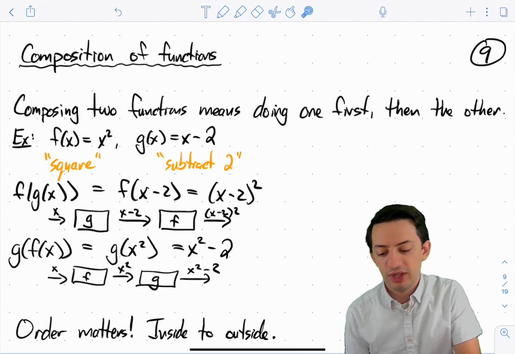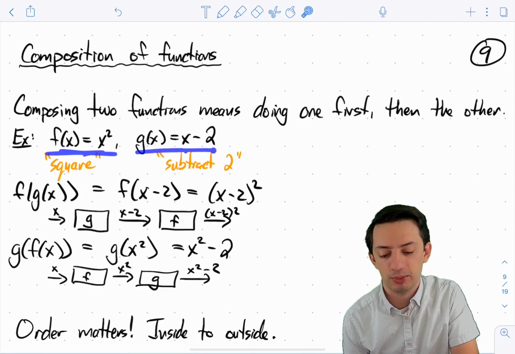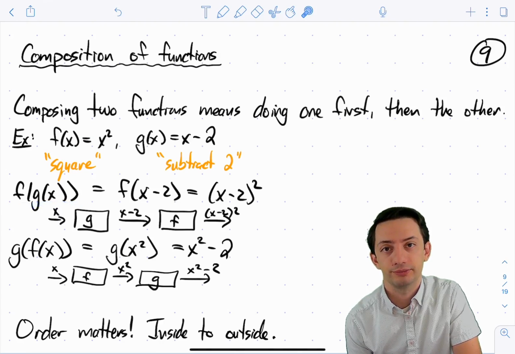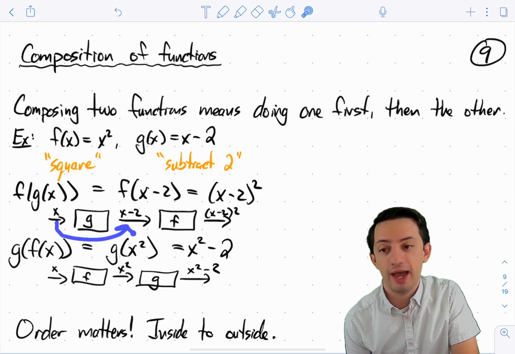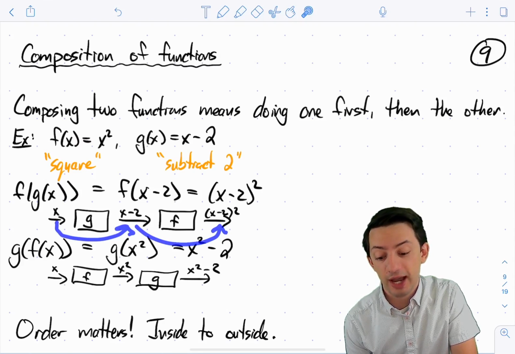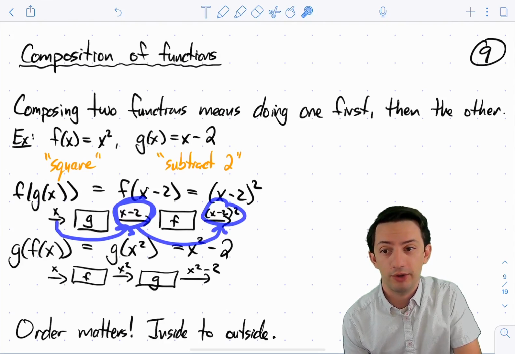Now, what does it do for these actual functions? Well, f is the squaring function, and g is the subtracting 2 function. So this says first subtract 2, then square. So in terms of our picture, first subtract 2, so x becomes x minus 2, and then square. Now you're not squaring the x, you're squaring the input, and here the input was x minus 2, so this is x minus 2 all squared.